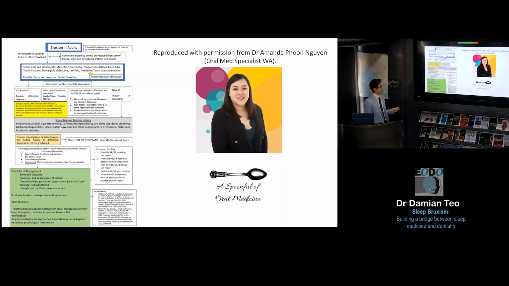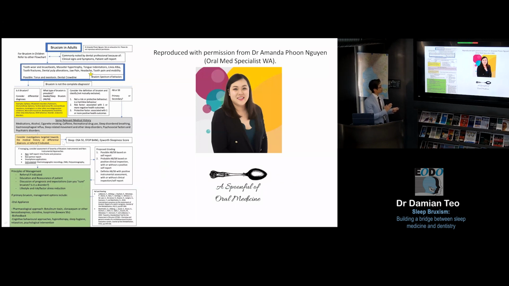You would consider different investigations. If you're especially thinking of sleep apnea or sleep disorders, that's something we can easily start looking into by doing different questionnaires. There are lots of sleep apnea questionnaires like the OSA 50, the STOP-Bang questionnaire, and the Epworth Sleepiness Score. If you're not sure what those are, then join my course or look them up online on Google.